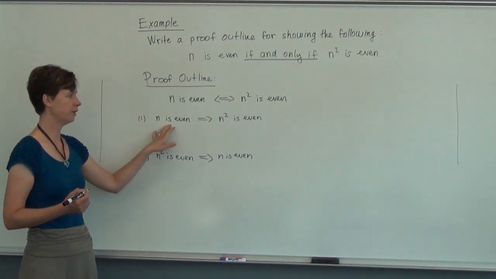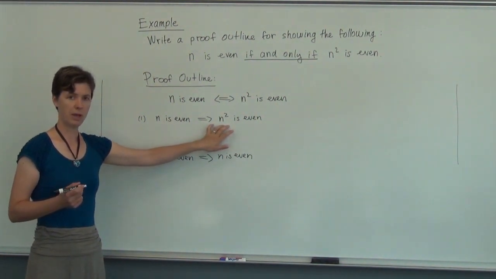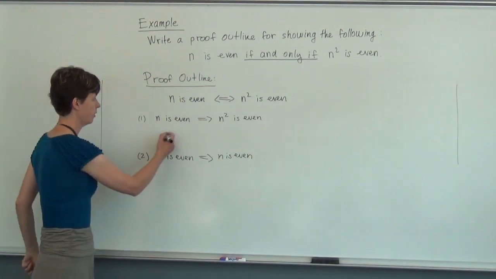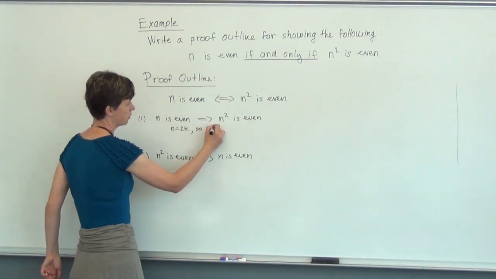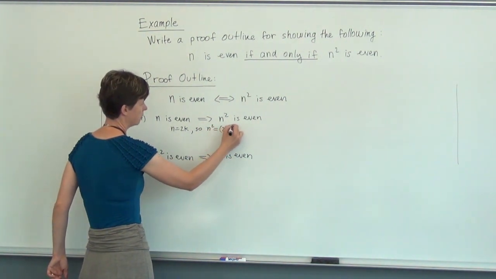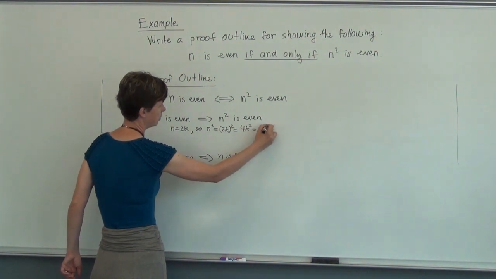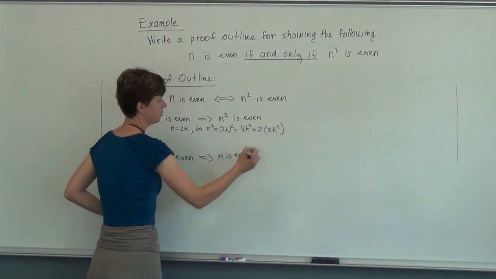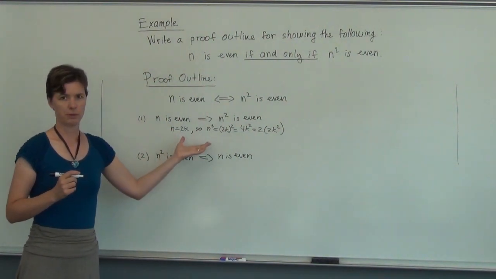If n is even, all we have to do is demonstrate that this can be written as twice some integer. So n is equal to 2k. So n squared is equal to (2k) squared, which is equal to 4k squared, which is equal to 2 times 2k squared. So here we have twice an integer. So we know how to do this already.